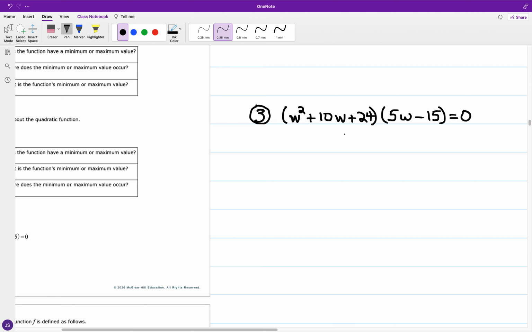Now technically we can factor both of these, and you can do it either beforehand, before itemizing and setting each of the factors to 0, or you could just take these as the factors, set them equal to 0, and then factor later and solve for w. So if I set each of these two items to 0, we've got w squared plus 10w plus 24 is equal to 0, and also 5w minus 15 is equal to 0.